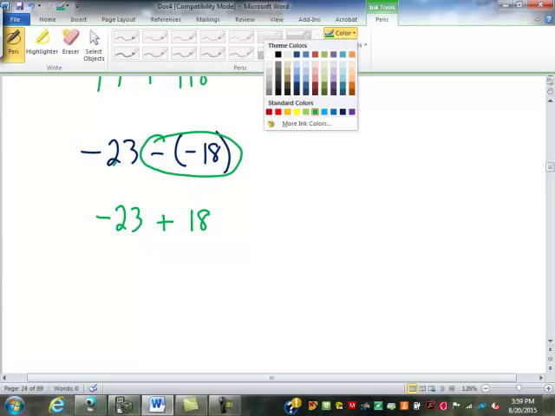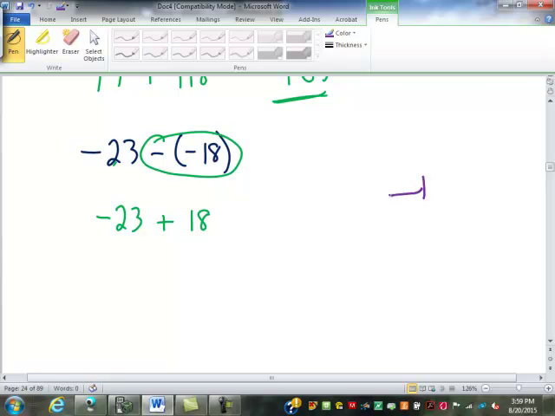So now I'm going to have to draw a picture again. Here's 0, we got -23. Same or opposite? Opposite, longer, shorter? Shorter. So it's a -5.